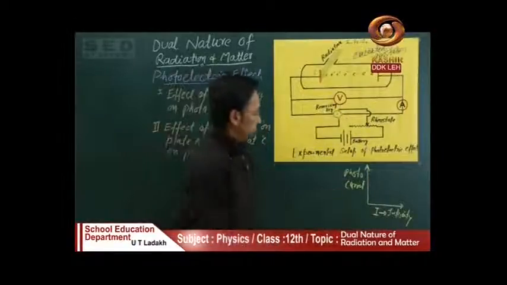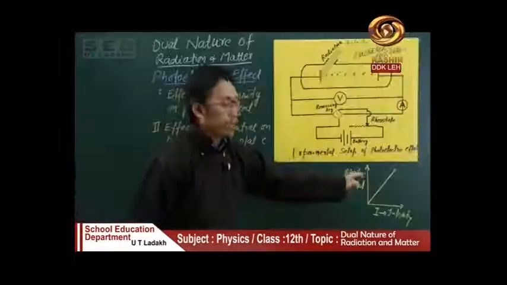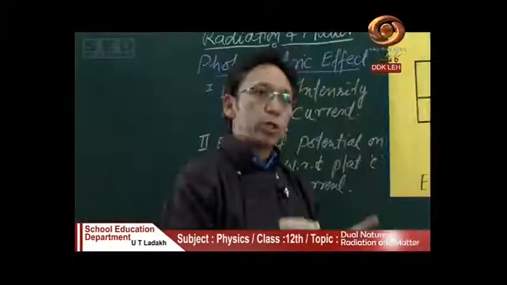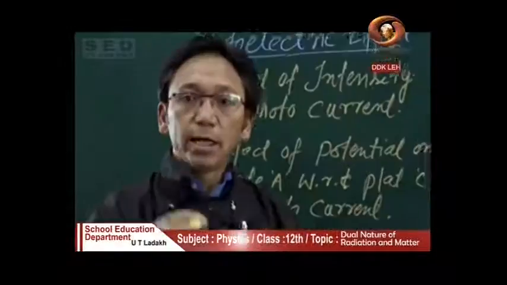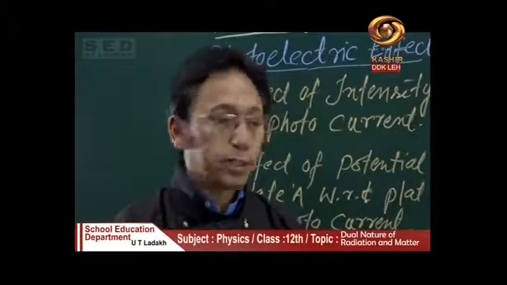तो we get a straight line like this. This straight line shows that intensity is directly proportional to photocurrent. Here we can see that photoelectric current varies linearly with the intensity of the incident radiation.